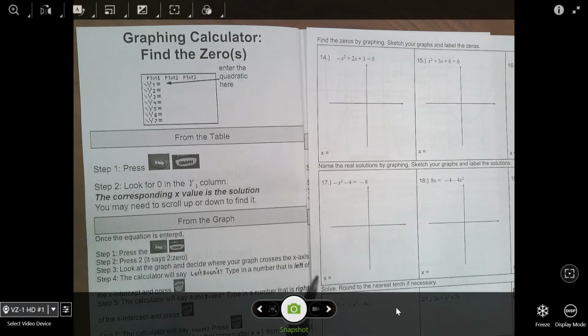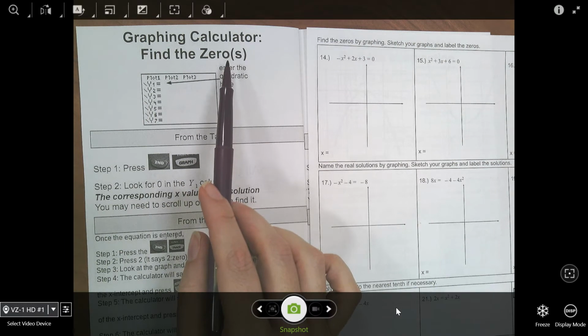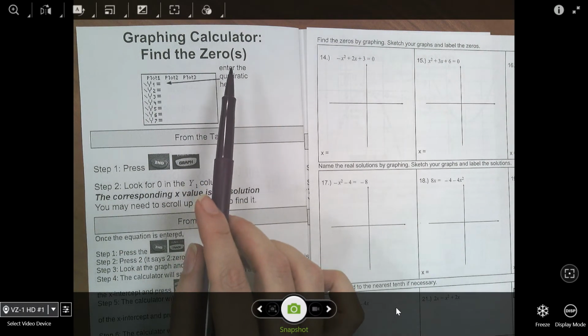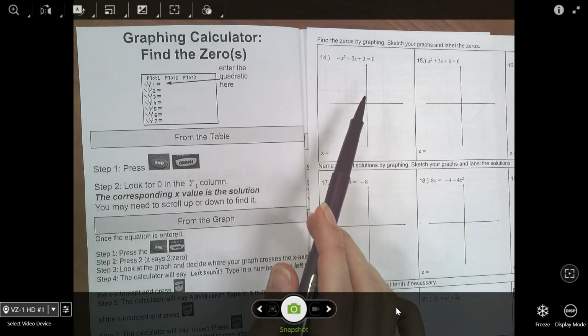Okay, we are going to use the graphing calculator to find the zeros of the graph. And the zeros of the graph are the x-intercepts. So we're going to go through a couple problems on this paper together. We're going to do number 14 first.